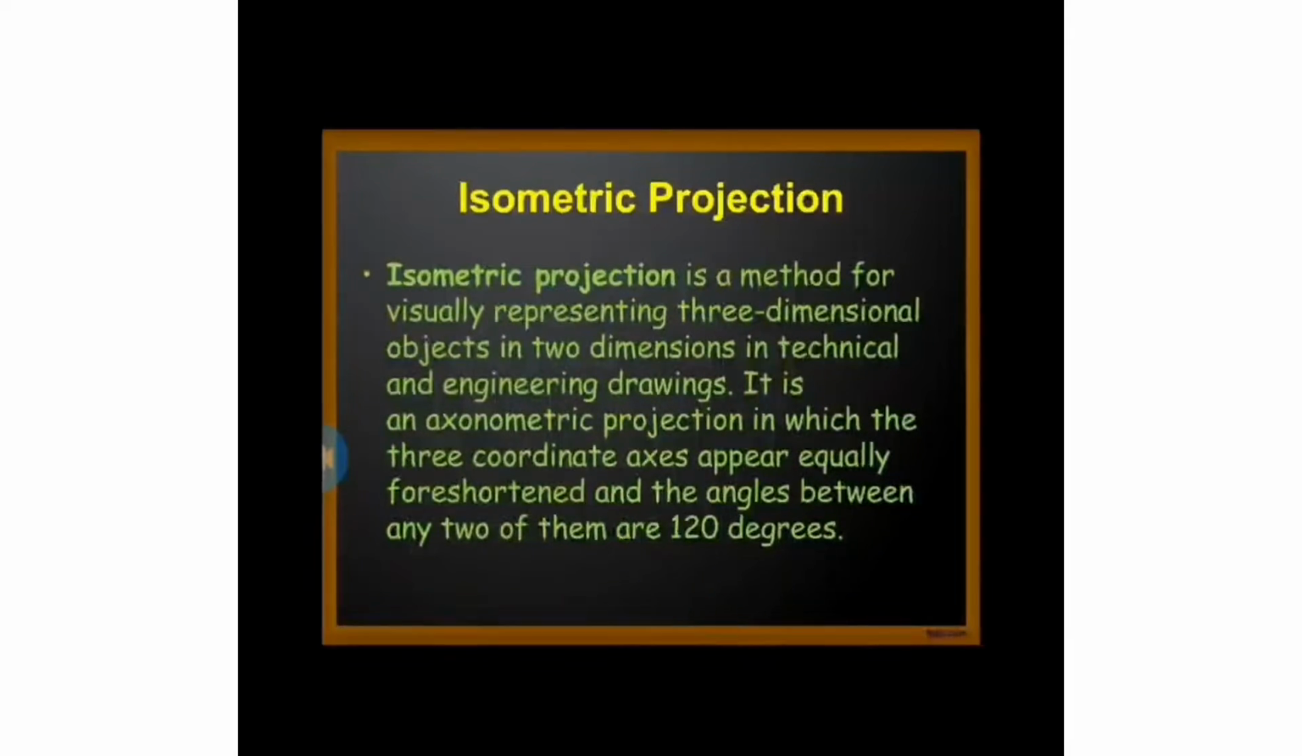Hello everyone. Today we are going to discuss isometric projection. Now let us discuss the introduction part. Isometric projection is a method for visually representing three-dimensional objects in two dimensions in technical and engineering drawing. It is an axonometric projection in which the three coordinate axes appear equally foreshortened and the angle between any two of them is 120 degrees.